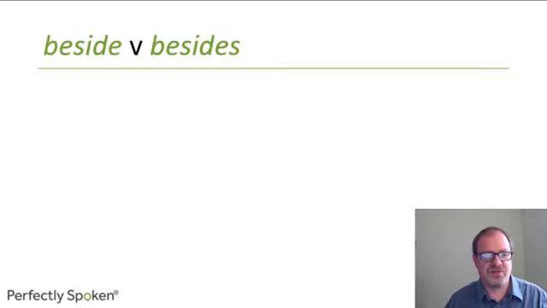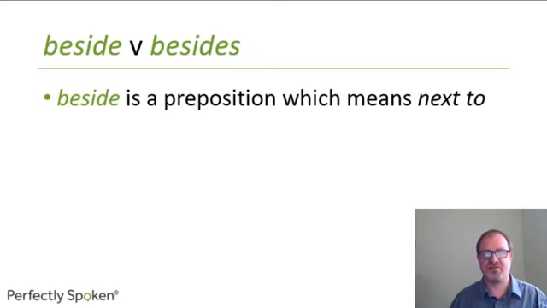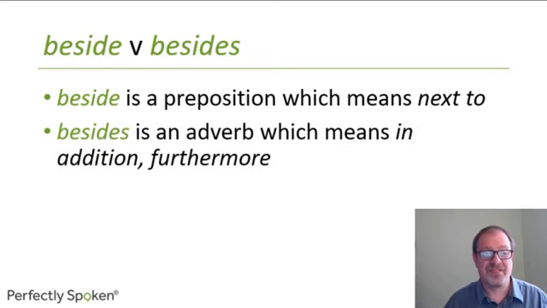Okay, here are another two words which are very similar in appearance, beside and besides. Beside is a preposition which means next to. There's a song my grandmother used to sing, "Oh, I do like to be beside the seaside," meaning she liked to go on holiday to the beach or whatever. Beside means next to. And then besides is an adverb which means in addition or furthermore.